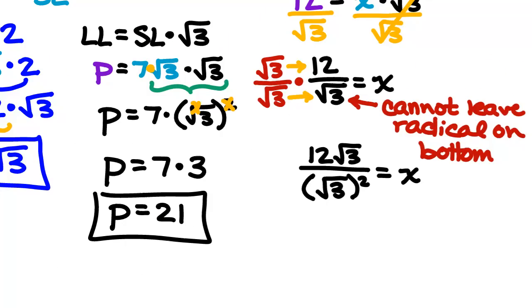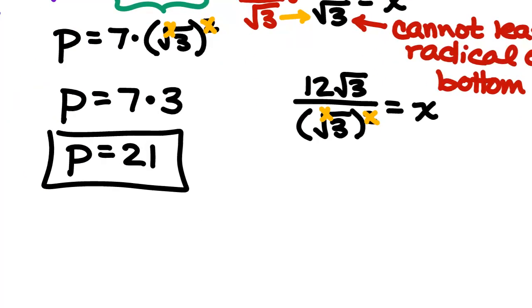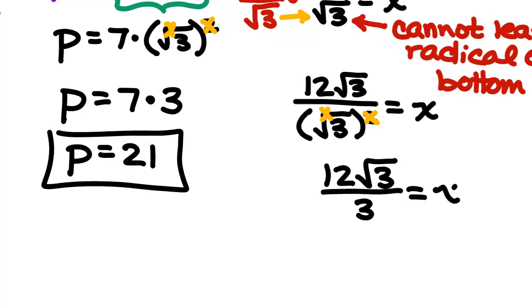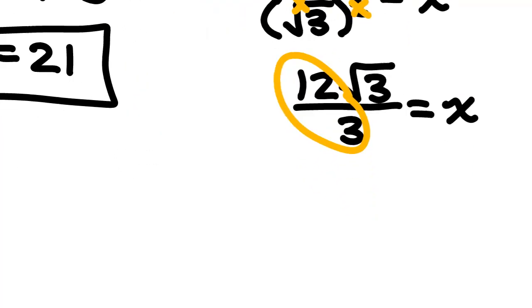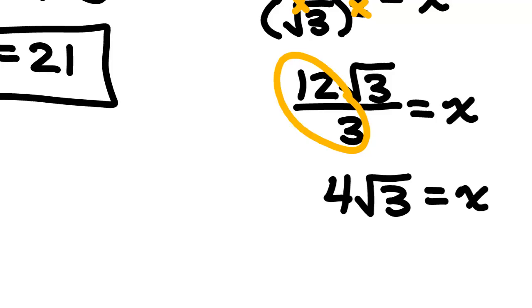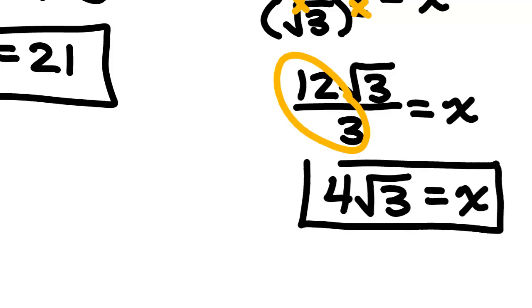What happens when I square the square root of 3? Cancels out, leaving me just what in the denominator? Leaving me just 3. So 12 square root of 3 over 3 equals x. We need to look to see if we can divide those whole numbers. What is 12 divided by 3? 4. So 4 square root of 3 is my short leg, x.